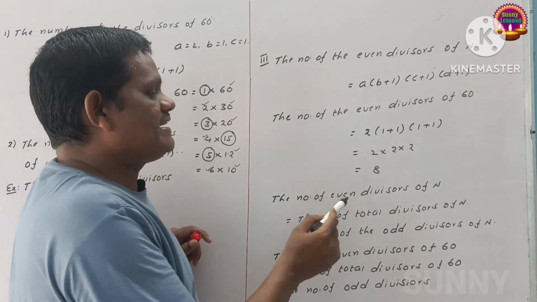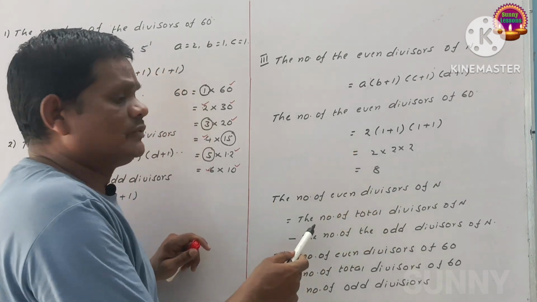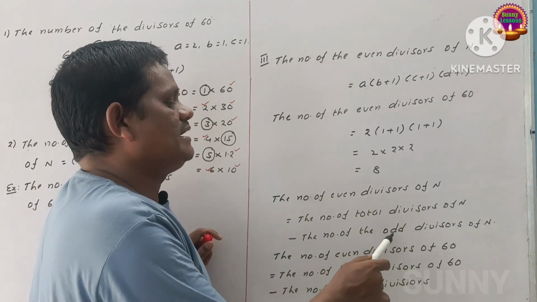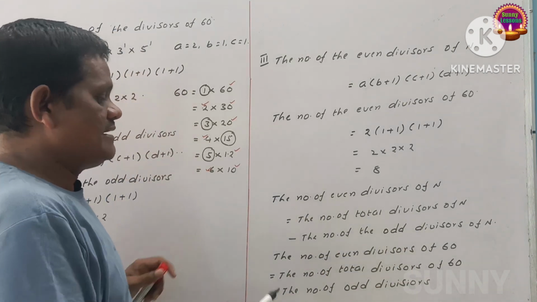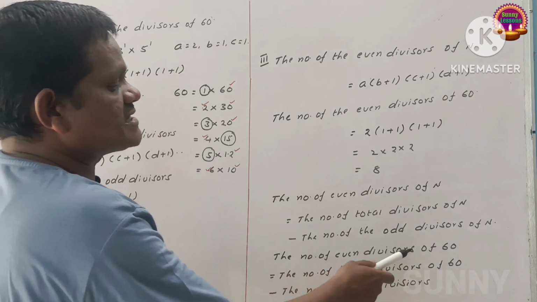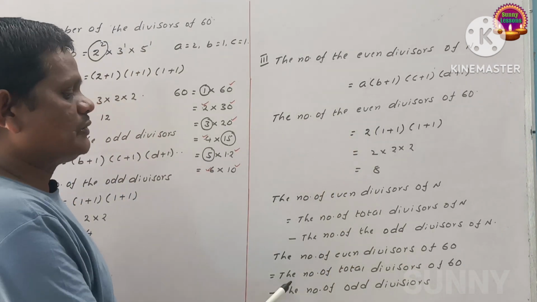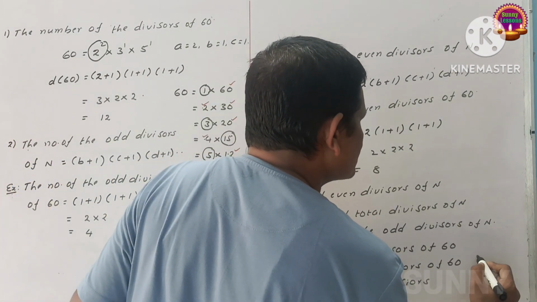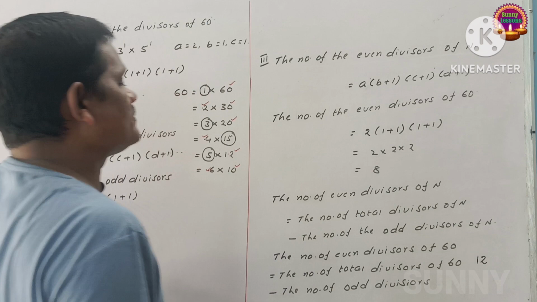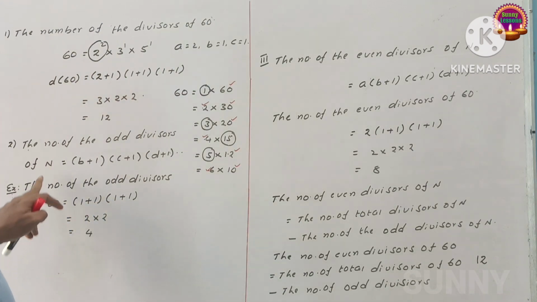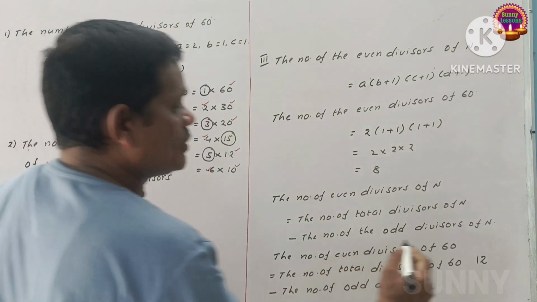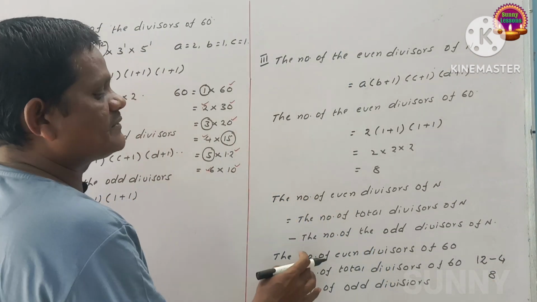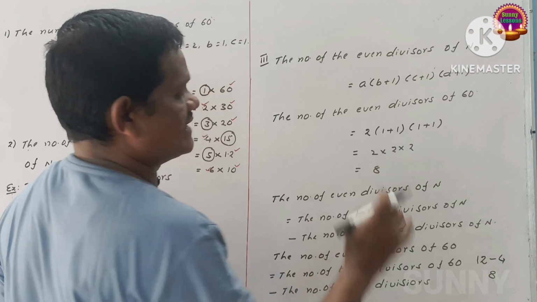The number of even divisors of n is equal to the number of total divisors of n minus the number of the odd divisors of n. Here the number of the even divisors of 60 is equal to the number of the total divisors of 60, which is 12, minus the number of the odd divisors of 60, which is 4. So 12 minus 4 is equal to 8. So the number of the even divisors of 60 is 8.